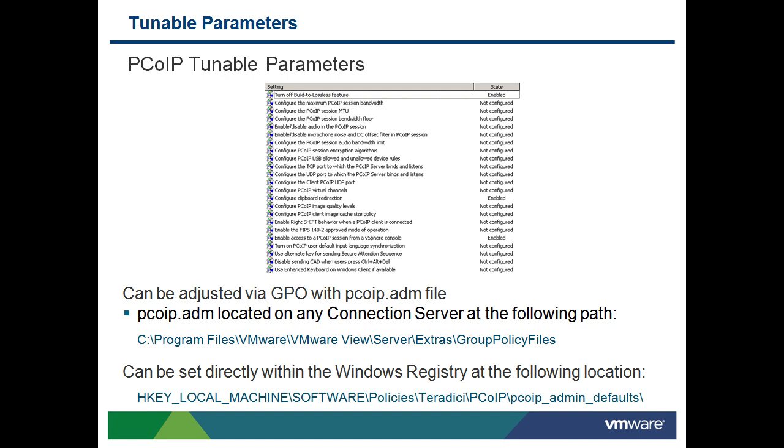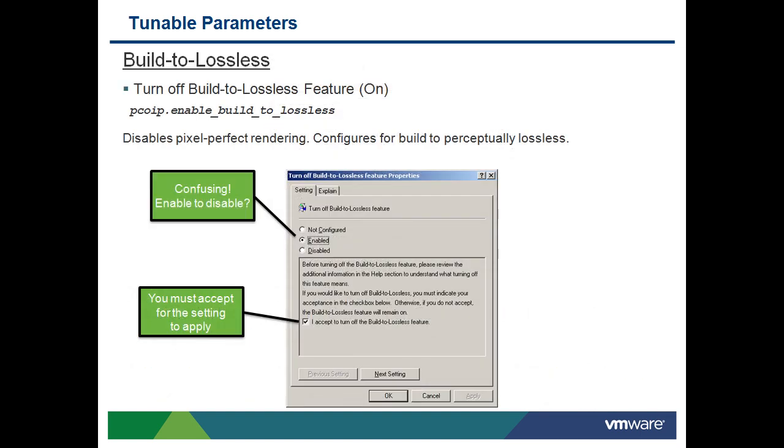To get to the tunable parameters, you can either get to them via GPO, and this is within the PCoIP.adm file, located on any connection server. So the path is listed there. You can find those files and then import them into your Active Directory controller, and you'll be able to set policy on your desktops. You can also set these values directly within the registry at the HKEY_LOCAL_MACHINE path listed here. So you don't have to do it via GPO, and in some cases, you can override GPO with local registry settings, if you're testing new settings.